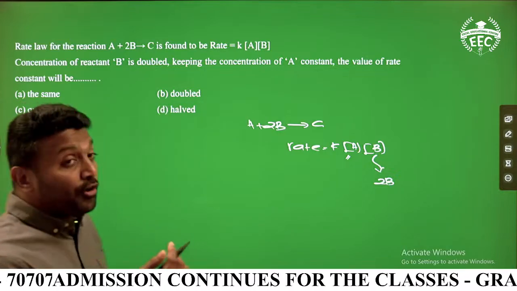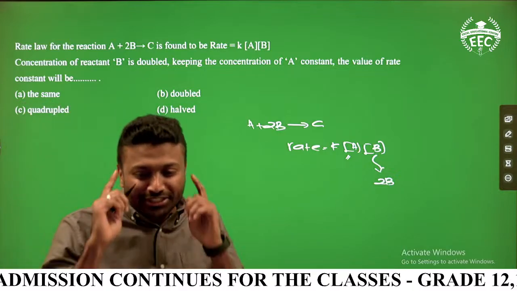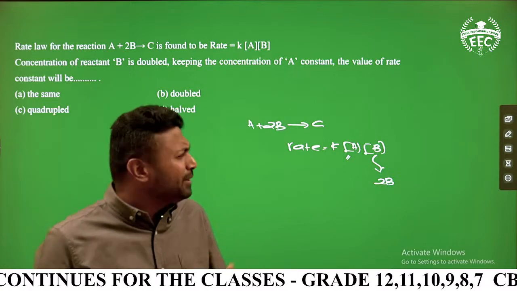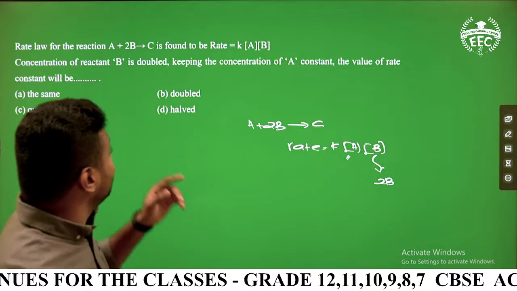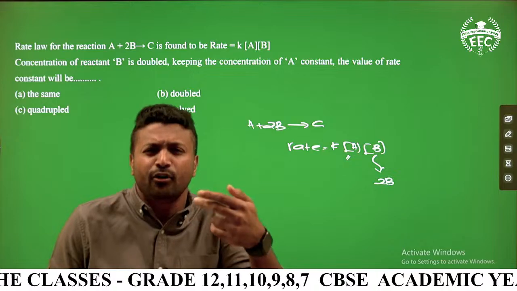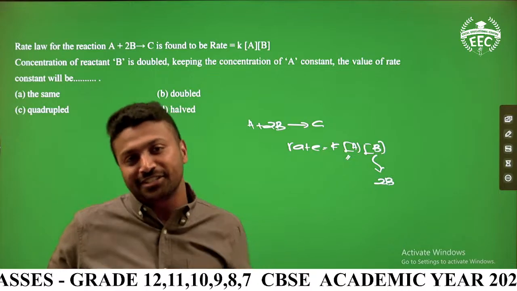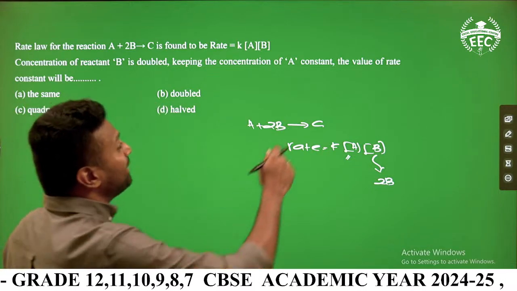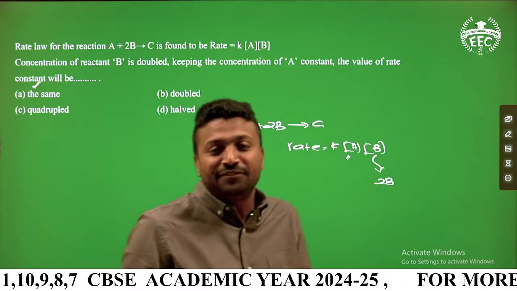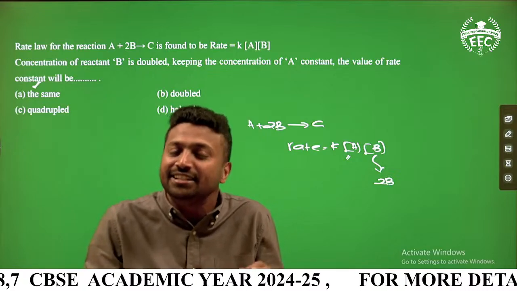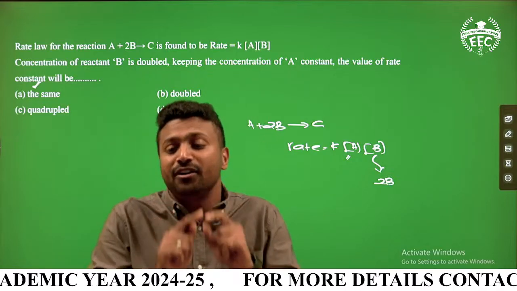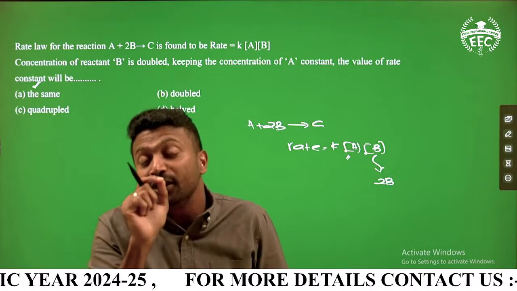the value of the rate constant will be... People may go with option B, because they think like this: if the concentration of B is doubled, the rate will also double. But the thing is, they're asking about the rate constant. The value of the rate constant depends only on temperature. If the temperature remains the same, even if you change concentration or pressure, the rate constant remains constant, because it depends only on temperature.